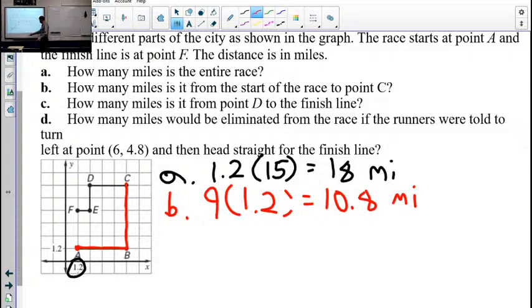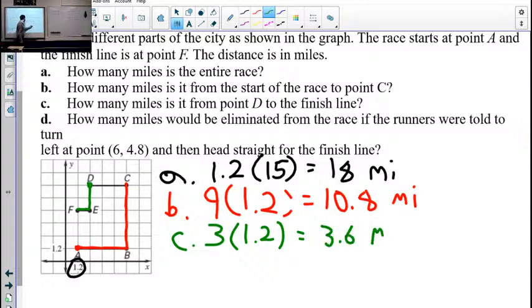Part C. How many miles is it from point D to the finish line? From point D, here's point D, out to the finish line. The finish line is here. 1, 2, 3. Each of those is 1.2, so we're going to multiply it. 3 times 1.2 is 3.6 miles.